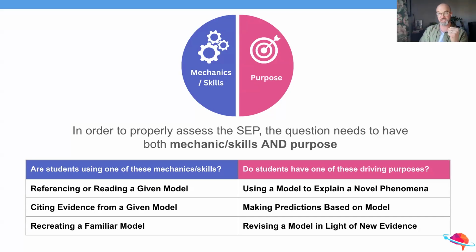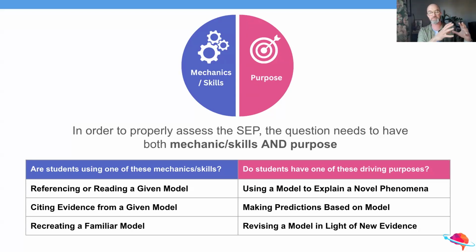So if students are actually referencing, citing evidence, or recreating a familiar model, that is great, and those are important things. Then we can move on to the second aspect of these practices, which is: do students have one of these driving purposes? Here is where we get into sense making. Are students using the model as a vehicle to explain a novel phenomenon? Is the model a way to explain how or why something is happening? Are they making predictions based on a model?